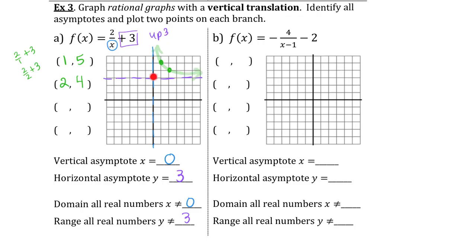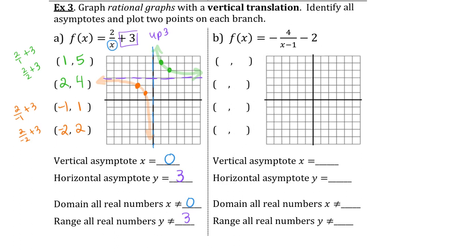Okay, x equals 0 is my vertical. Let's plug in negative 1 and negative 2. So 2 divided by negative 1 is negative 2, and then plus 3 is 1. 2 divided by negative 2 is negative 1, plus 3 is 2. So negative 1, 1, negative 2, 2. And if we didn't have the asymptotes, that would not be enough. But with the asymptotes, it's going to go down this way. It's going to go up this way.